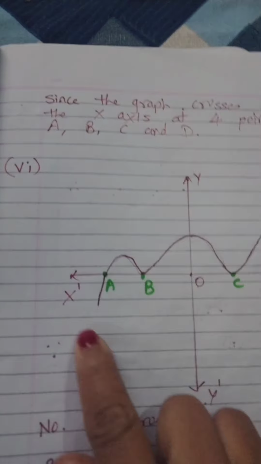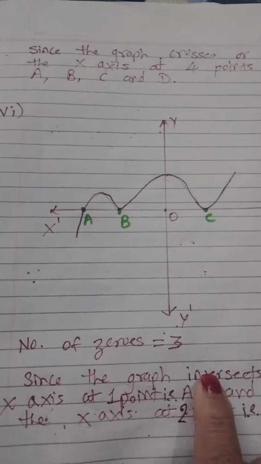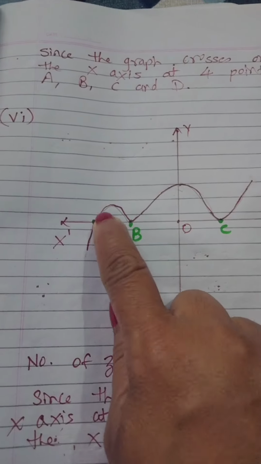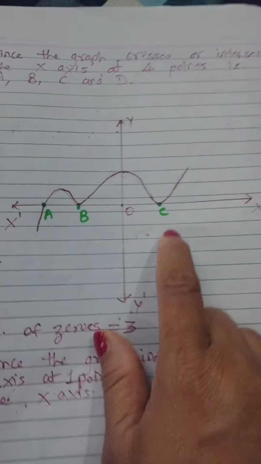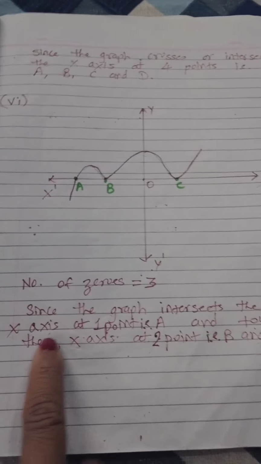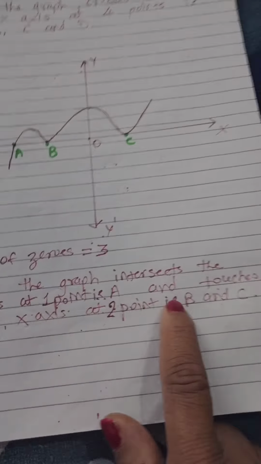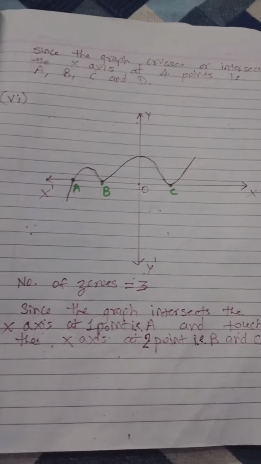Now this is the sixth question. In this question it shows the graph of the polynomial. So the number of zeros is equal to 3, since this graph crosses the x-axis at point A and touches the x-axis at points B and C. Hence it has 3 zeros, since the graph intersects the x-axis at one point, that is A, and touches the x-axis at 2 points, that is point B and C.